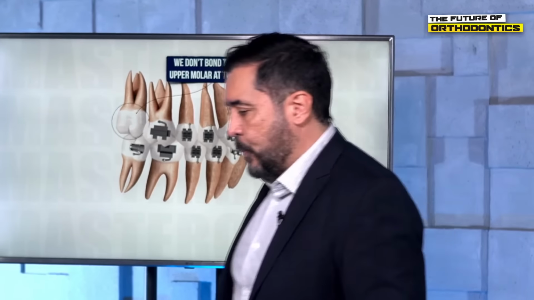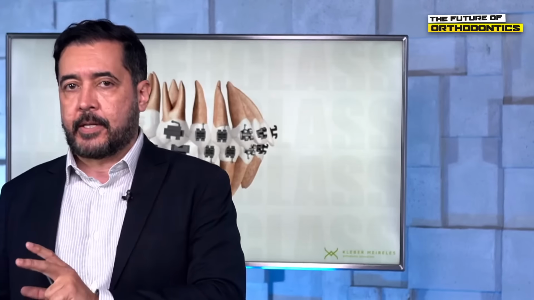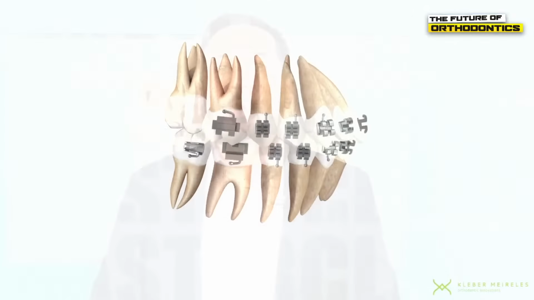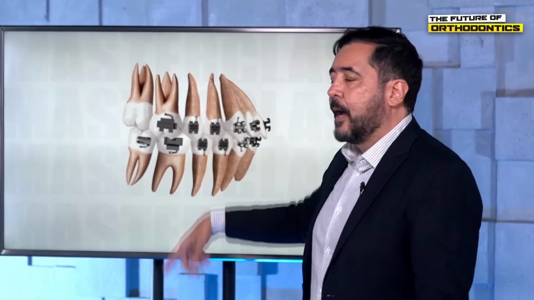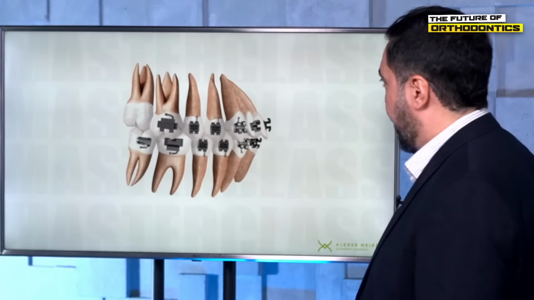For those cases when we can do this type of treatment, I'm going to show you one way of treating this. Of course, I can't show you all the ways to treat that. We're going to level the curve. We're going to flatten the curve of Spee by means of increasing the posterior bite. And this is what I do.